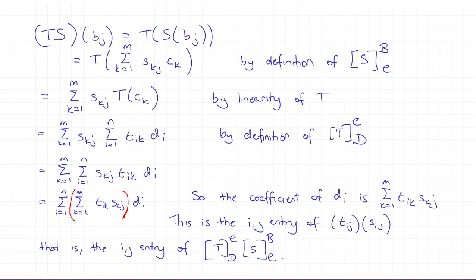If you're concerned whether these matrices have the same size or not, you can check nice and easily that they really do. The matrix of T would have n rows and m columns, and the matrix of S would have m rows and l columns, so their product really would have the correct size, which is n by l, to be the matrix of T composed with S.